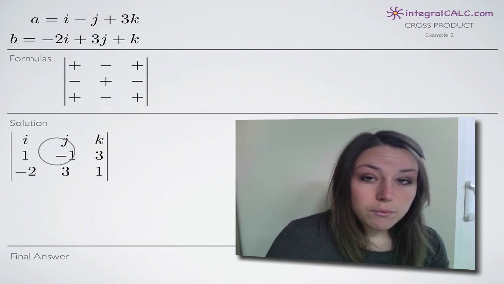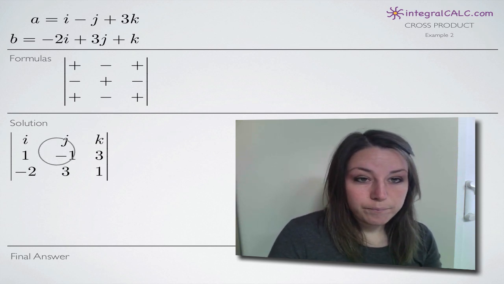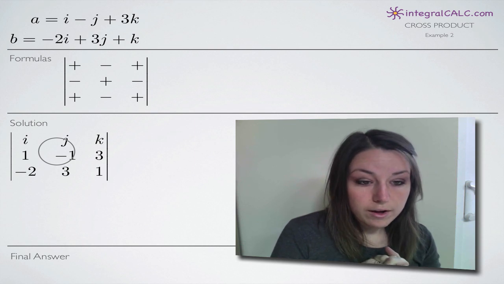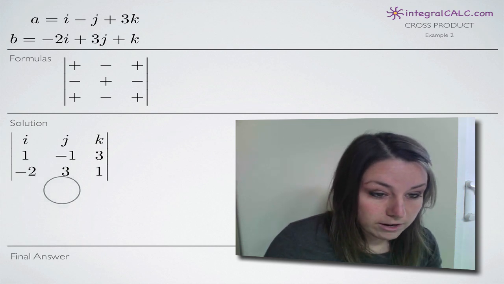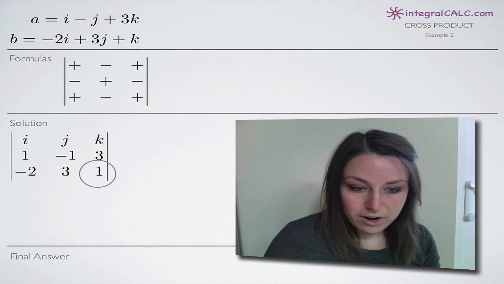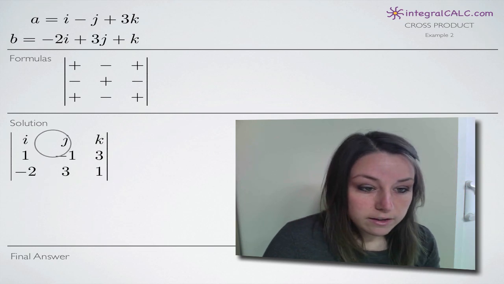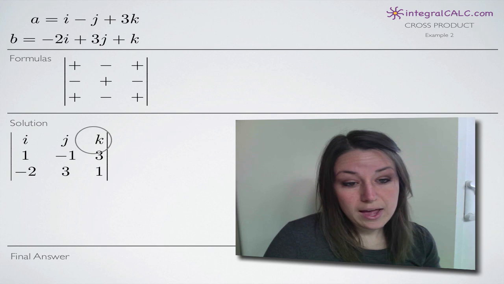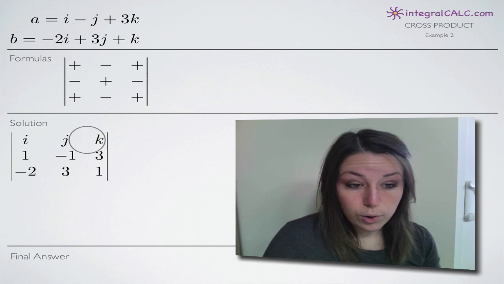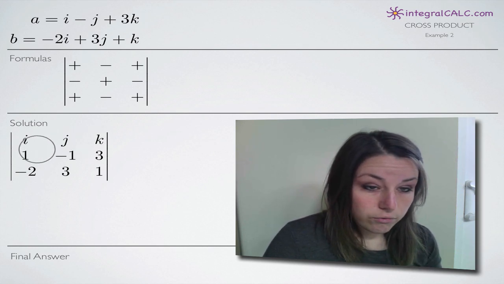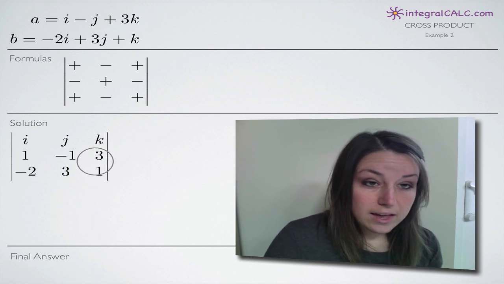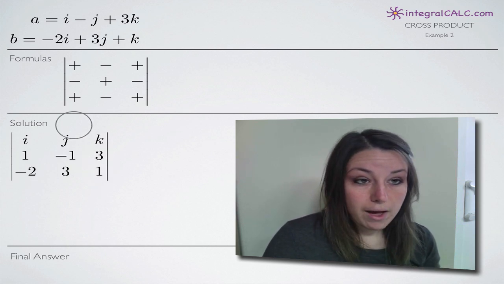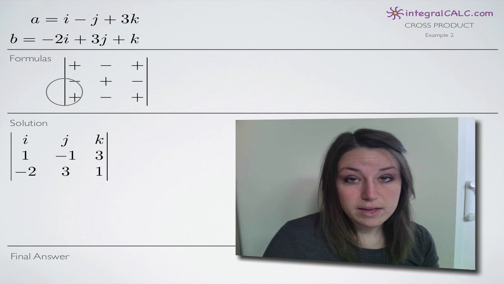So the first thing that we're going to do when we've been given these component form vectors is to create a third order determinant matrix here, which just means that we've got a 3 by 3 matrix. And we're always going to put i, j, and k in that order in the first row of the matrix. And then for the second and third rows, we're going to take the coefficients from our original vectors a and b.